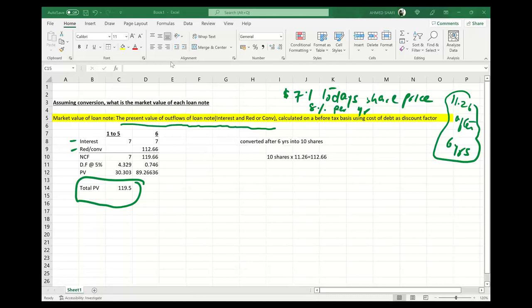It's 7% of par value 100. So 7% of par value 100 is 7.